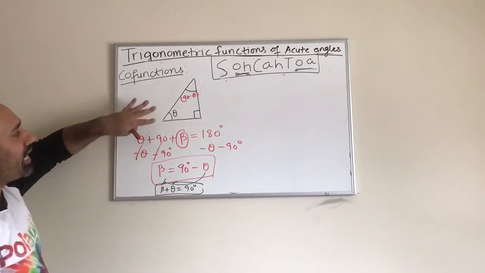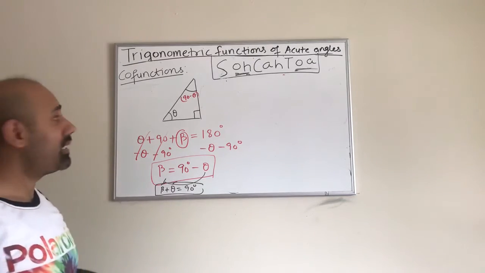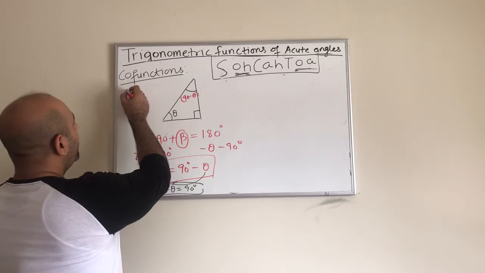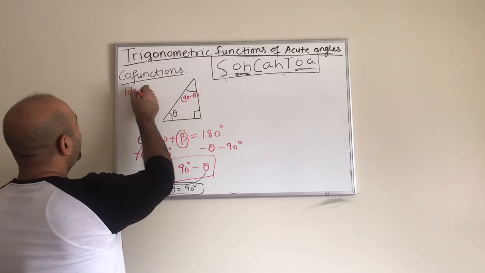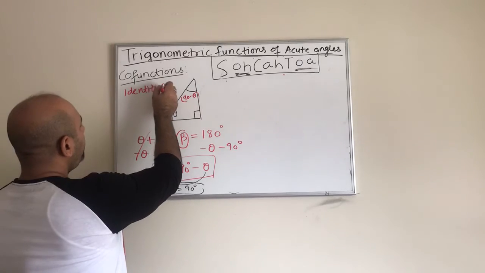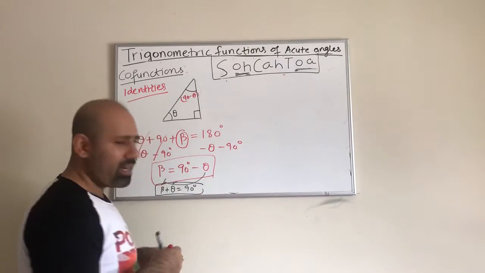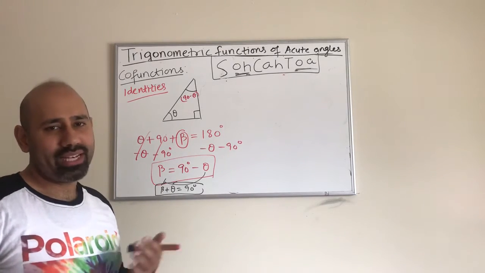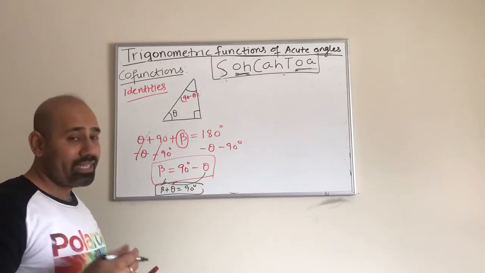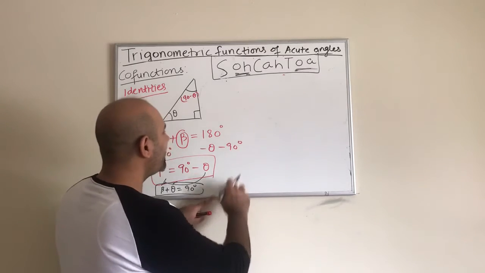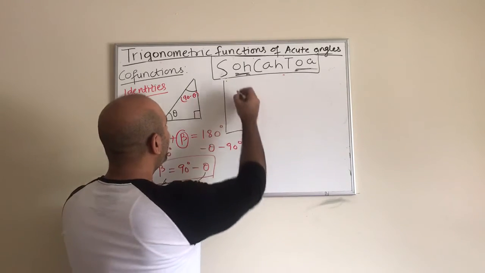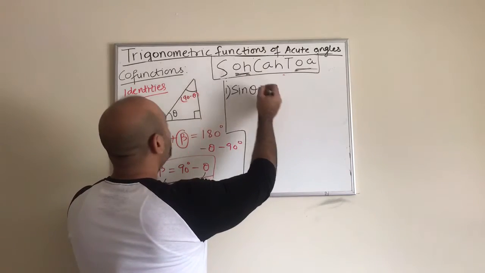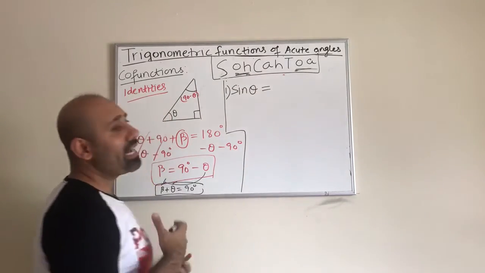Okay, so guys, once I have this set up, now we can write the co-function identities, and the topic here is co-function identities. I'm not going to write all of them, because once you understand some of them, we can get the others just by using the basic rules for trig identities. So let us start with the sine of theta. The first basic co-function identity relates sine with cosine.